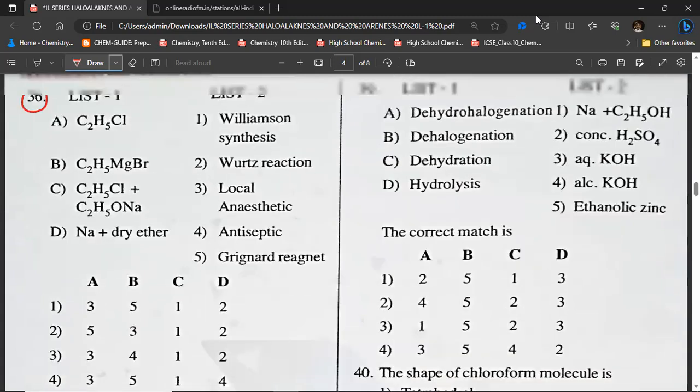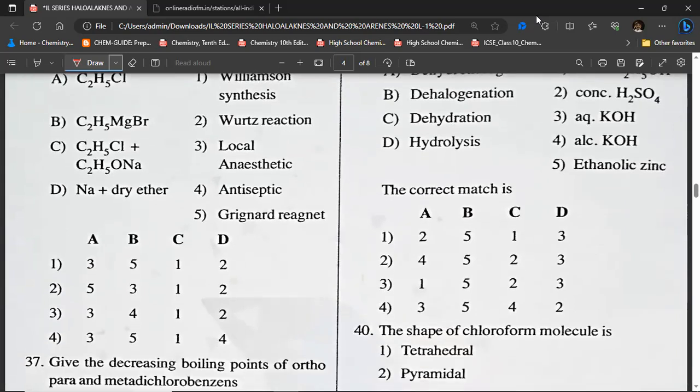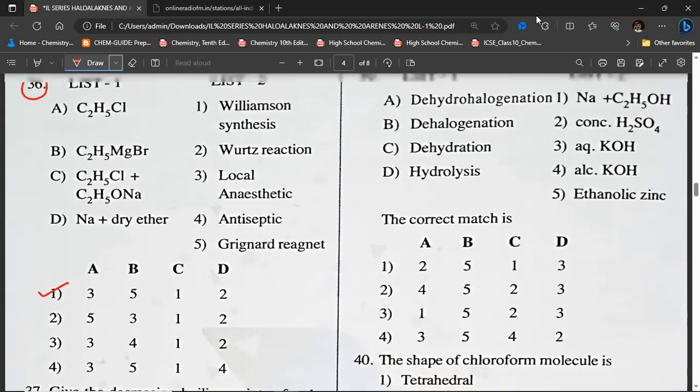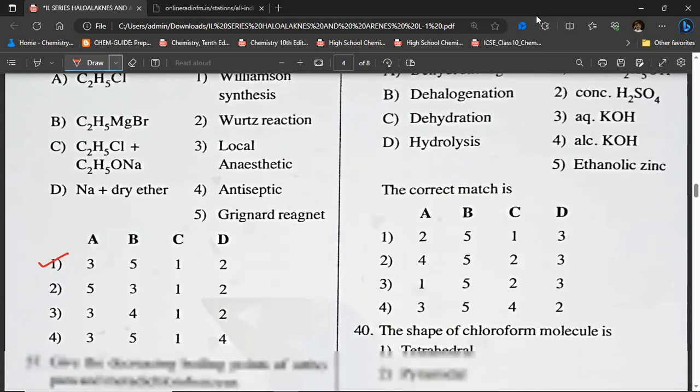Let's move on to another one. Sodium metal and dry ether is used in the Wurtz reaction. So obviously D2. C1, B5, D2 is there in the first option. The first option is the right option. It means that for A3, what is ethyl chloride? Ethyl chloride is said to be a local anesthetic.